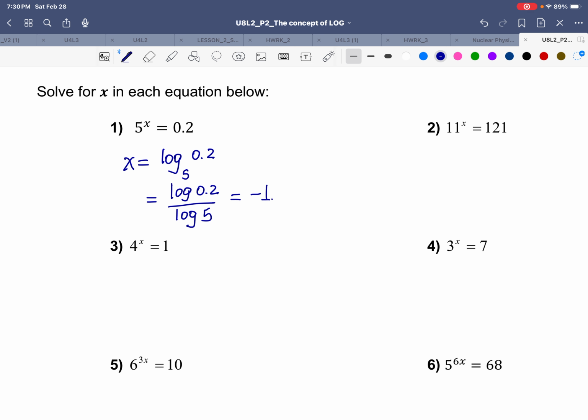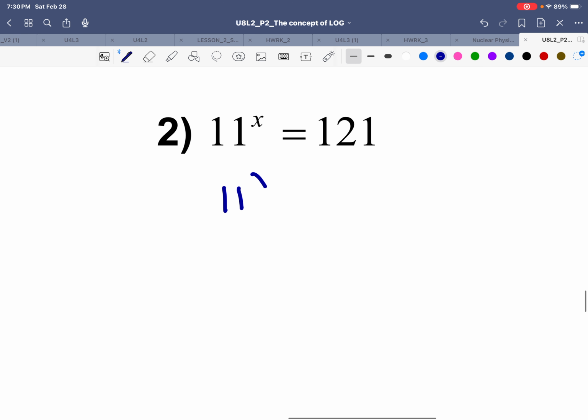And I know this because it is very easy to do mentally. It's a simple exponential equation. 0.2 is actually equal to 1 over 5, and 1 over 5 can be written as 5 to the negative 1. So that's how you would solve it as an exponent, and from here, you can see that x is equal to negative 1. So next question, you can solve it by using the exponents. 121 is 11 squared. That will make x equal to 2.